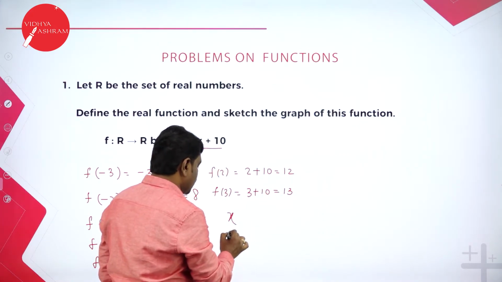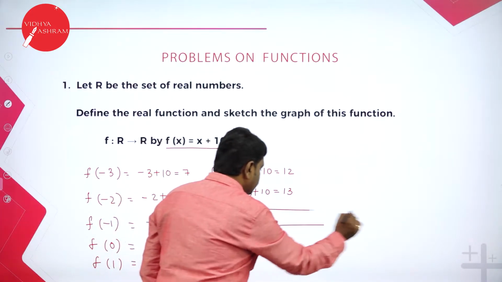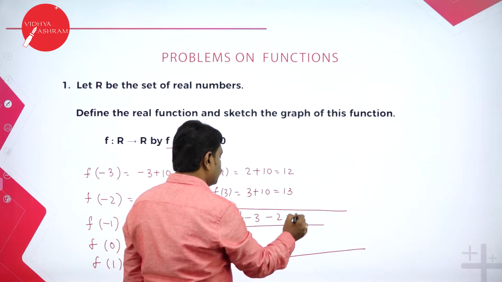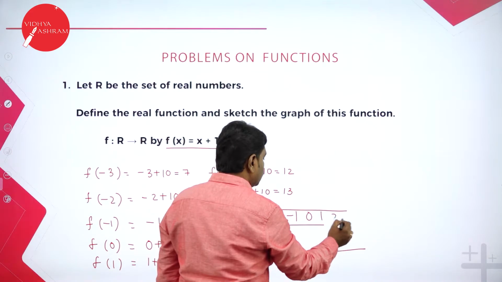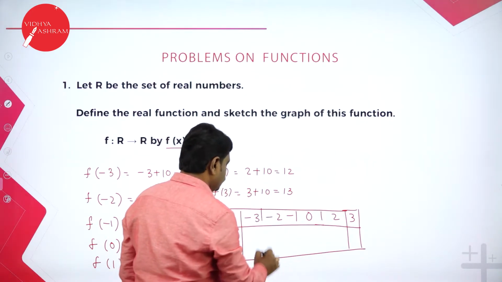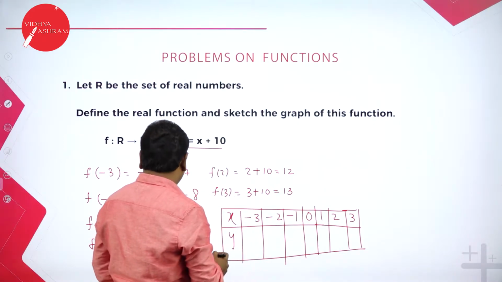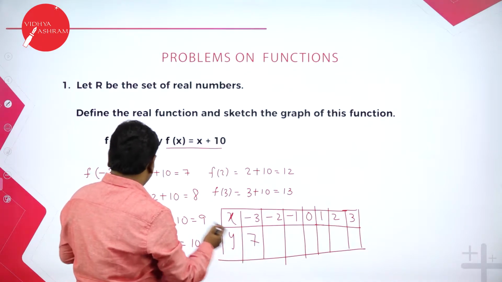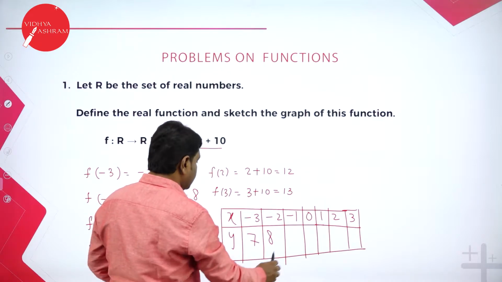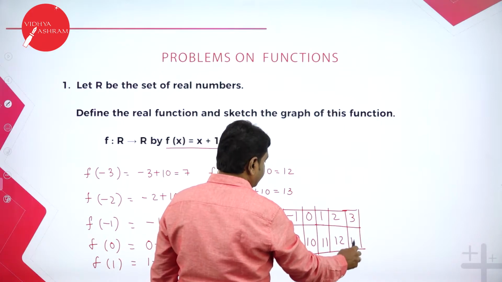I'll club them, x value, y value. And I took 3 negative values, 3 positive values, and in between I took 0: minus 3, minus 2, minus 1, 0, 1, 2 and 3. These are the values we have assumed, and let us substitute the values. When x is minus 3, we got 7. When x is minus 2, we got 8. And when x is minus 1, we got 9. When x is 0, we got 10, 11, 12, 13.